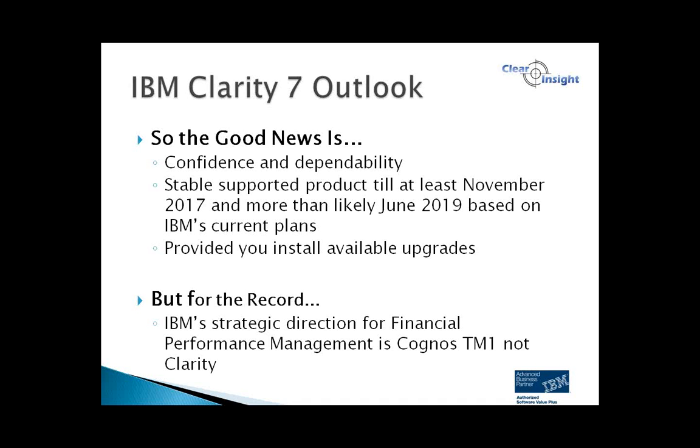But as you see there for the record, the support is to keep the product alive, keep it going, keep it viable for you in your environment. IBM's strategic direction for financial performance management, budgeting, planning, forecasting is in the IBM Cognos TM1 product, not Clarity. So the big enhancements, the big new features that will help you in the FPM space, that investment from IBM is going to go into TM1, not into Clarity. So that's something you need to be aware of for the record.